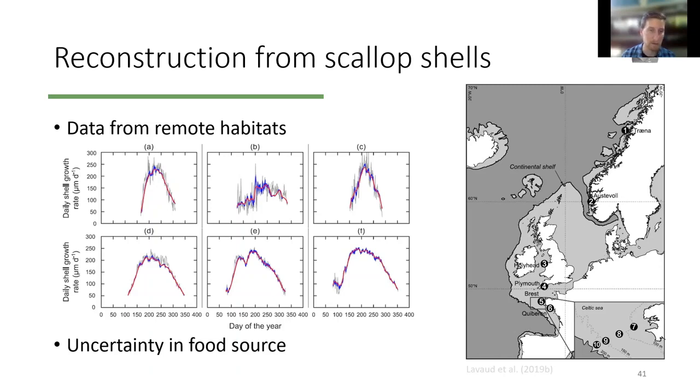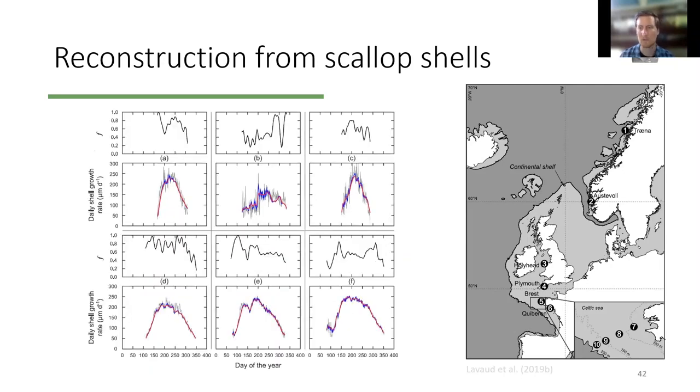And you have here examples of growth trajectory. So these are daily shell growth rates. In blue, you have a moving average, I think, and in red, a smooth version of this growth rate that is used to reconstruct food availability. This method has also been used to look at different forcings for this bivalve, as I mentioned earlier in the example for the blue mussel. This reconstruction method can be used for that as well.